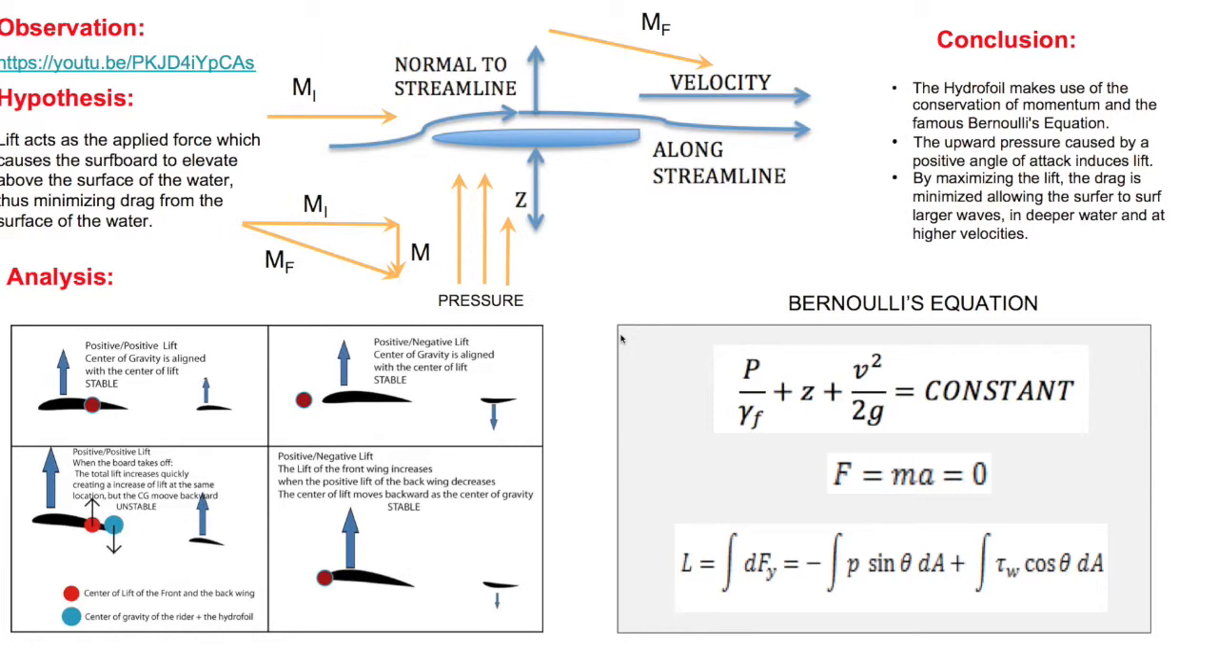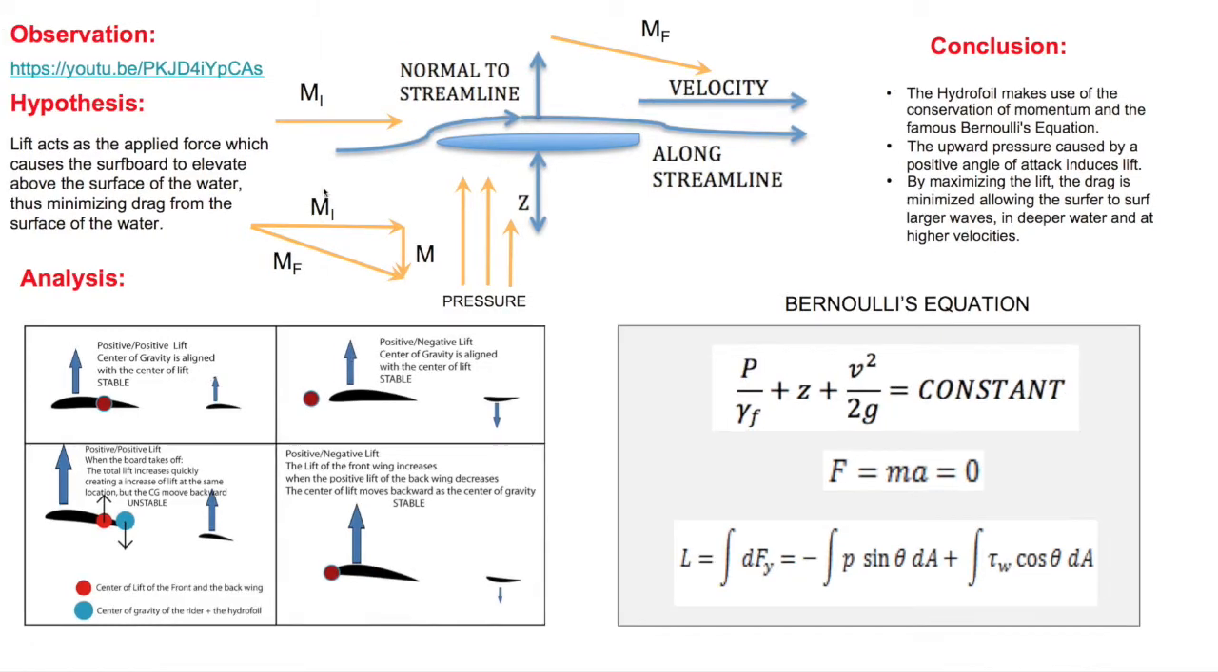As you can see here, the initial momentum and the final momentum result in a downward force. According to Newton's third law, there must be an equal and opposite momentum exchange, and that's why it exerts an upward force. That force is causing the lift on the hydrofoil.